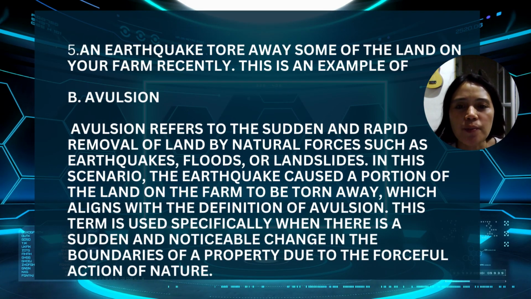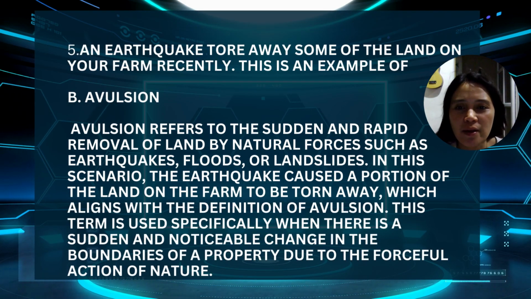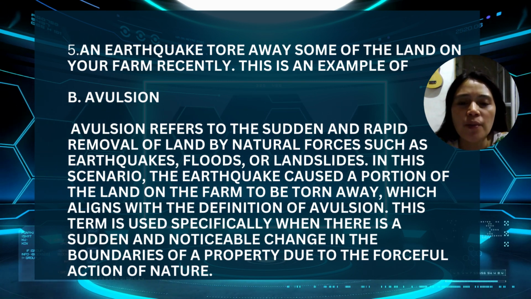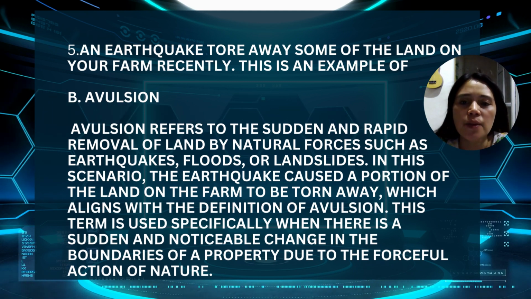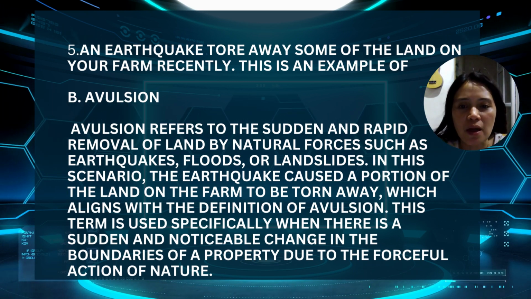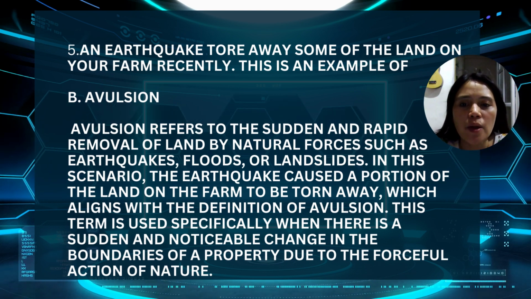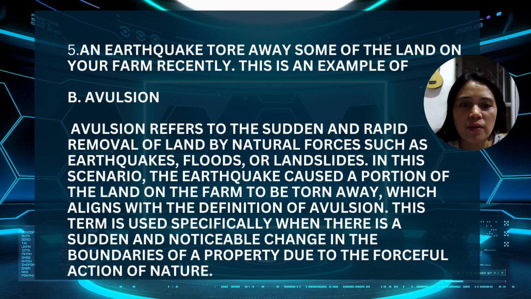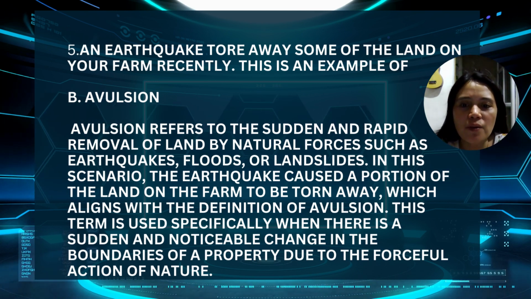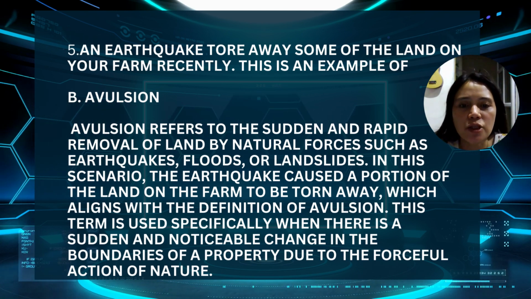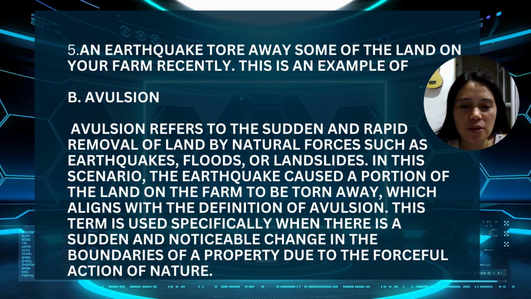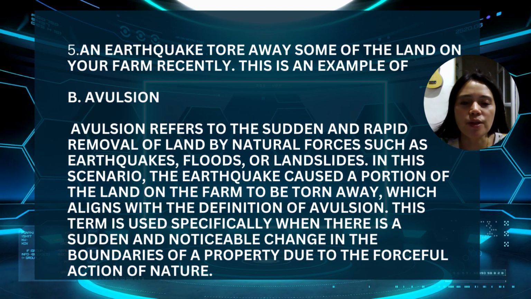B. Avulsion. Avulsion refers to the sudden and rapid removal of land by natural forces such as earthquakes, floods, or landslides. In this scenario, the earthquake caused a portion of the land on the farm to be torn away, which aligns with the definition of avulsion. This term is used specifically when there is a sudden and noticeable change in the boundaries of a property due to the forceful action of nature.